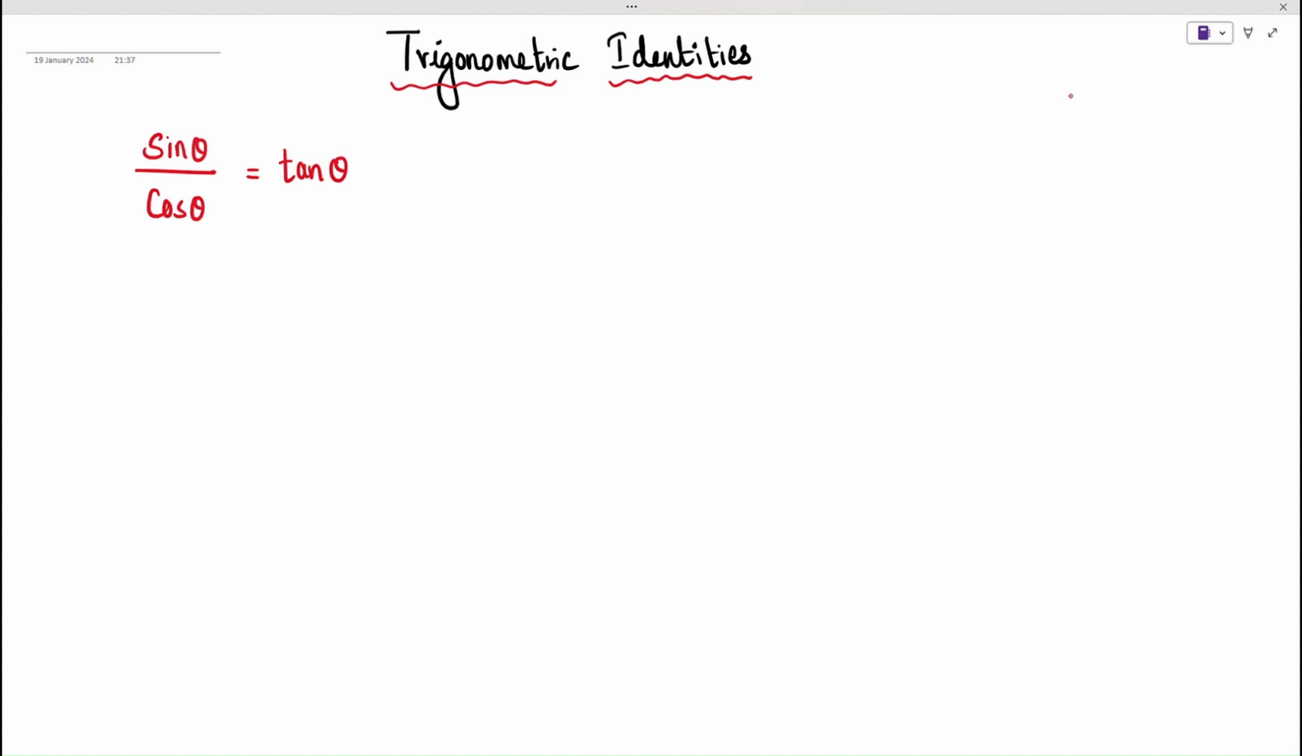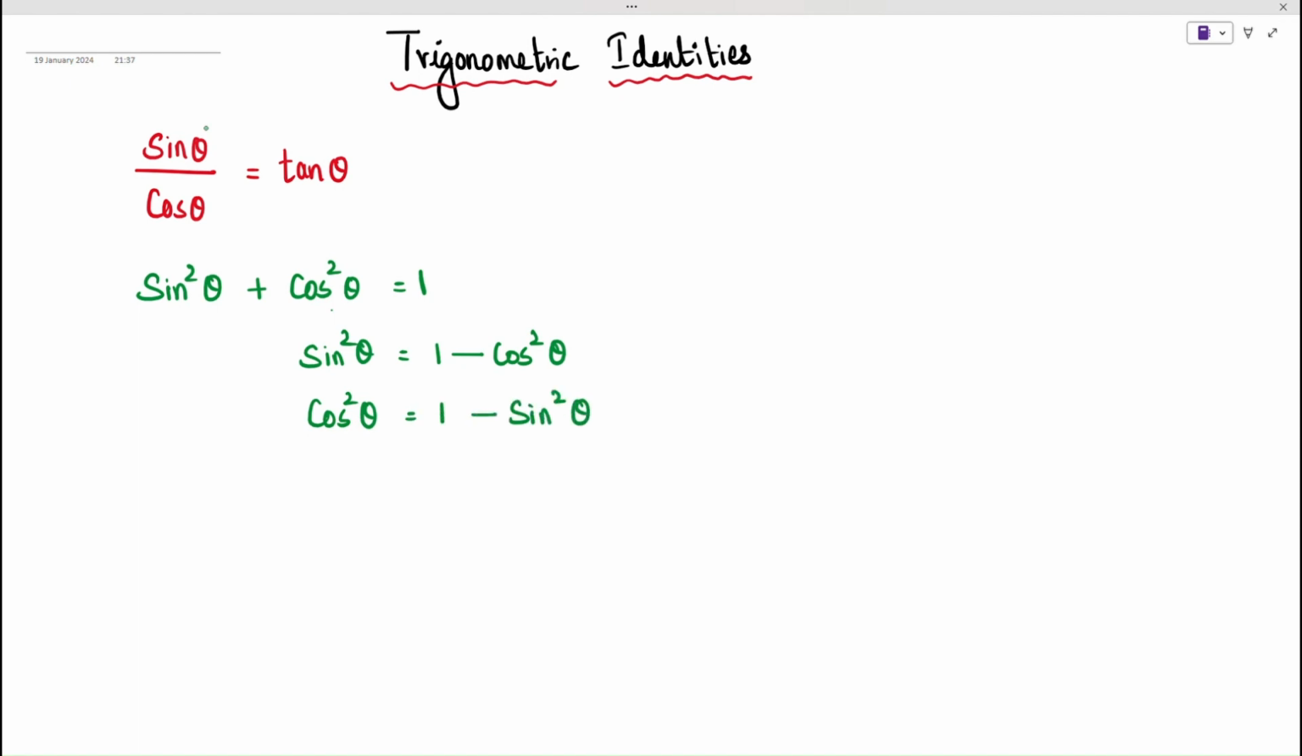And our second trigonometric identity is sine squared theta plus cos squared theta is equal to 1. And this can be rearranged in situations, so you can get sine squared theta is equal to 1 minus cos squared theta, and you can have cos squared theta is equal to 1 minus sine squared theta. The last two equations are just the second one rearranged.